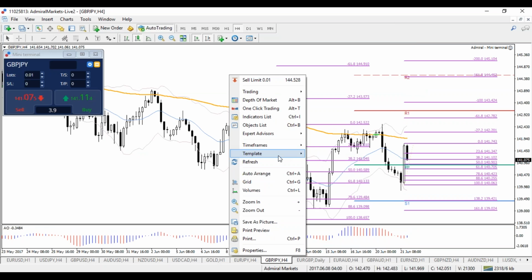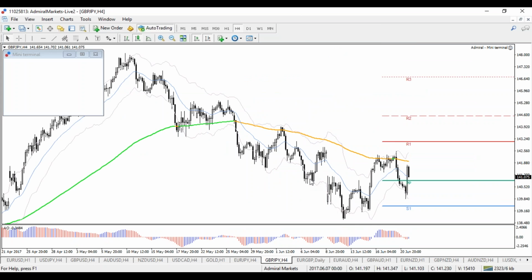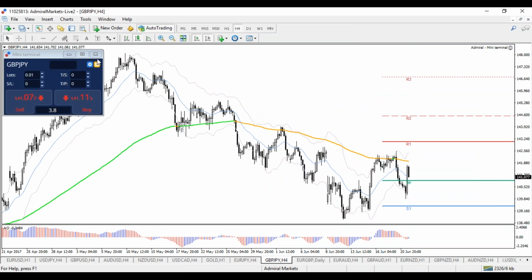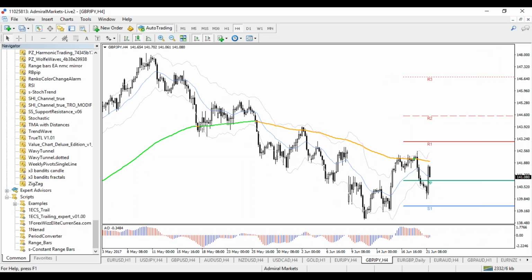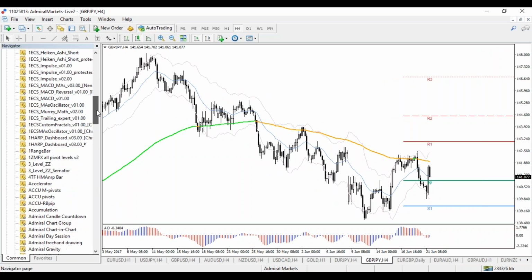I'll just refresh this template. And let's use Math, because Math is automated support resistance levels.